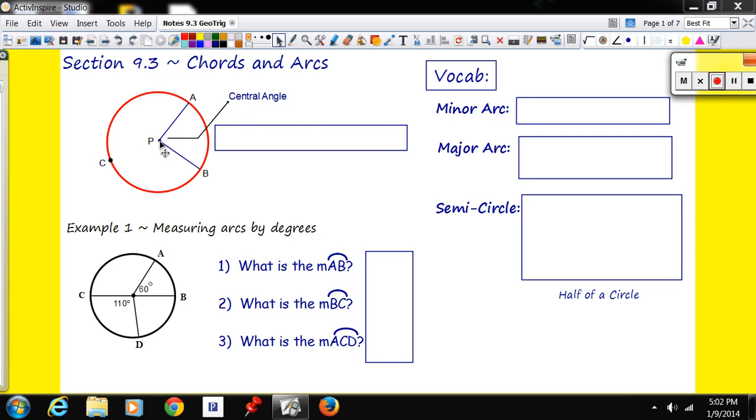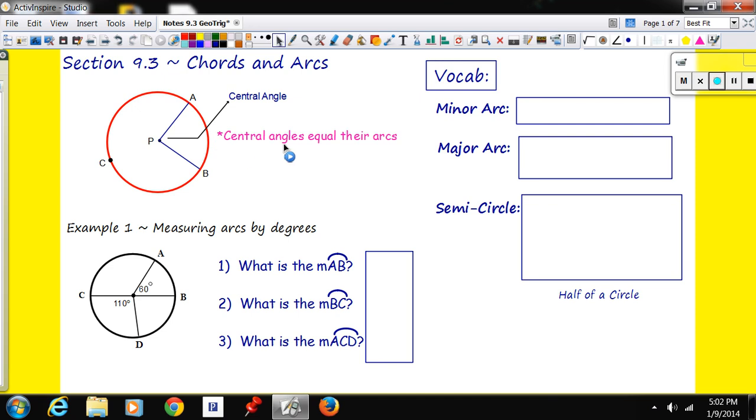Now if you see an angle that has a vertex that's the center of the circle, then you have what you call a central angle. The two sides of the angle are both radii. PA is a radius and PB is a radius, and therefore it makes a central angle.